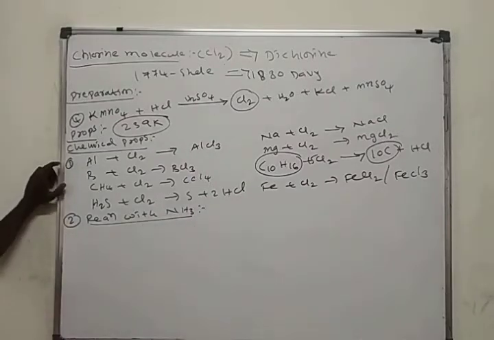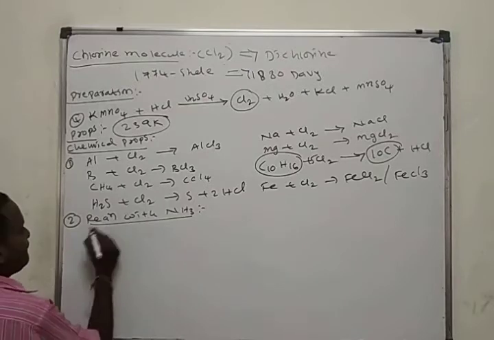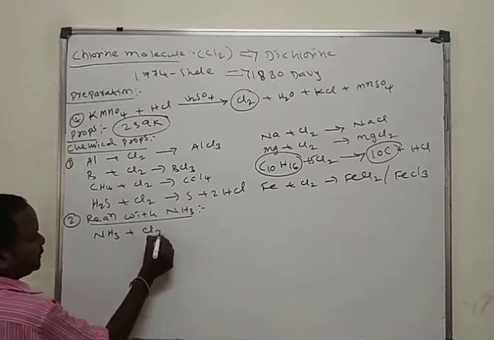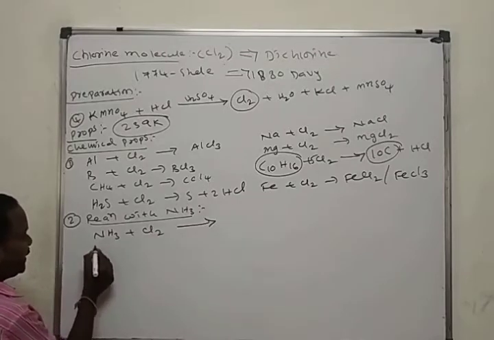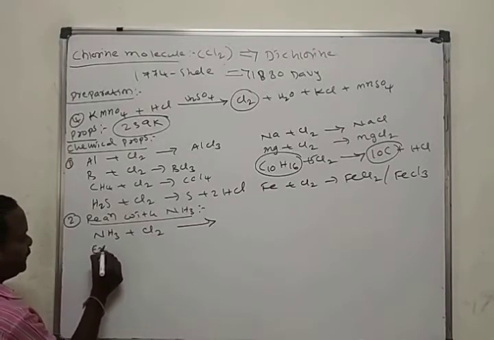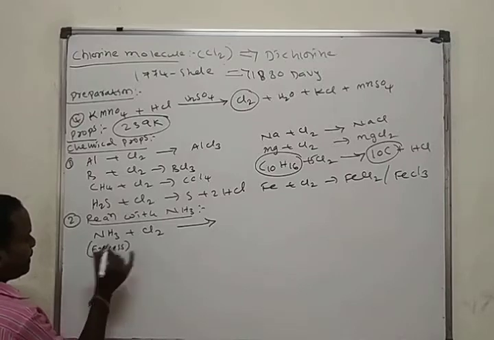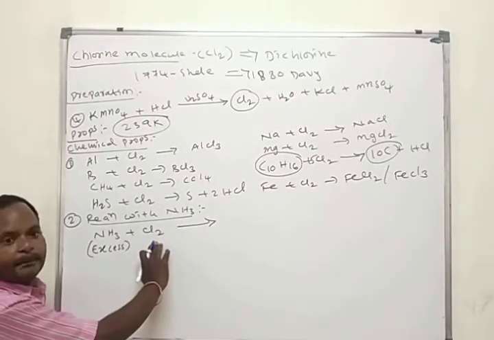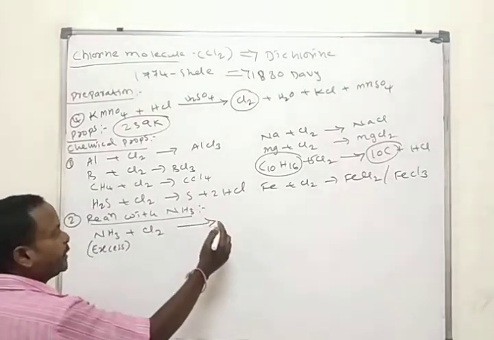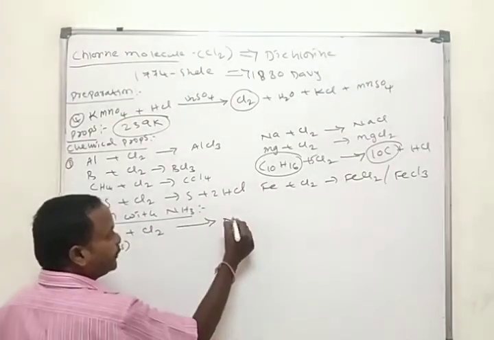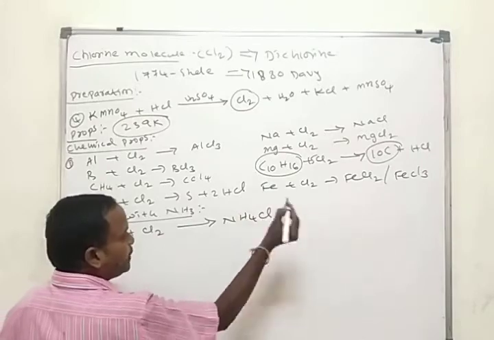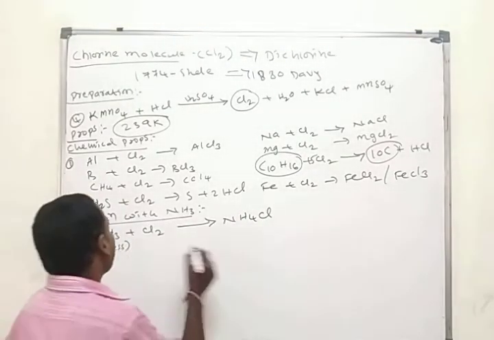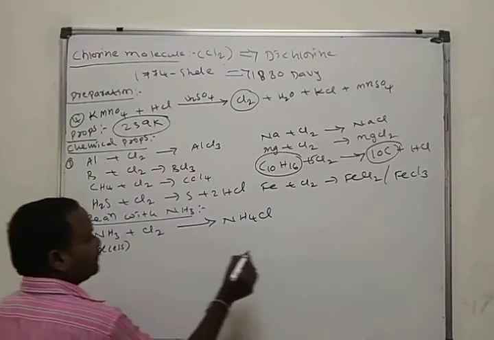Reaction with ammonia. Here, when chlorine reacts with ammonia, I am taking an excess amount of ammonia. It reacts with chlorine and forms ammonium chloride. This is an important reaction for 1 mark.